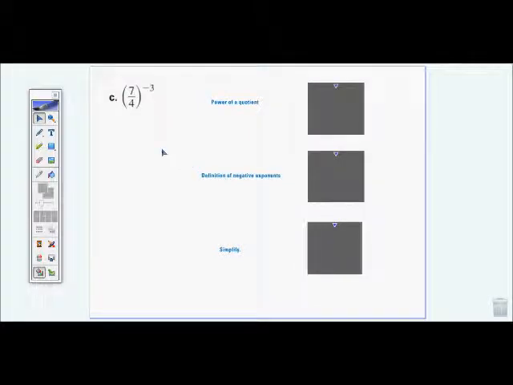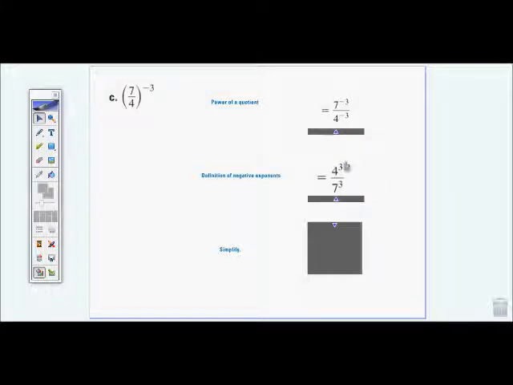Moving ahead, we have 7/4 to the -3. So we're going to use our power of a quotient rule. We're going to expand that. That would be 7 to the -3 and 4 to the -3. If we then use our definition of negative exponents, we're going to put those negative terms as their reciprocal. So the denominator 4 to the -3 will change to the numerator 4 cubed, and the numerator 7 to the -3 would change to its reciprocal 1 over 7 cubed. And so here is our new term that we need to simplify.